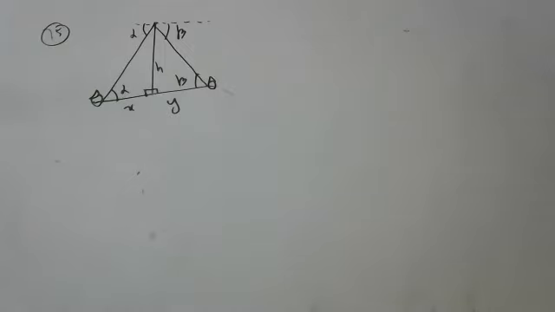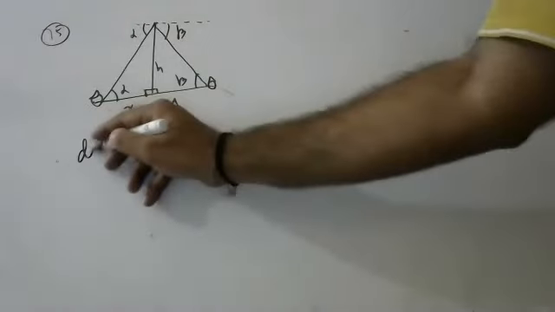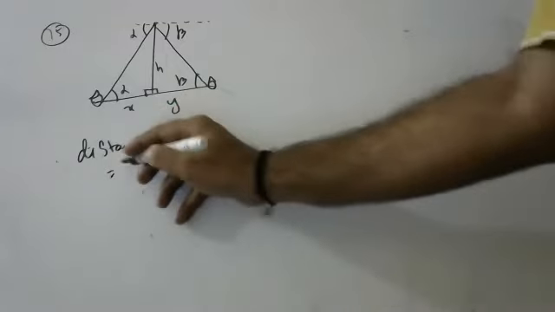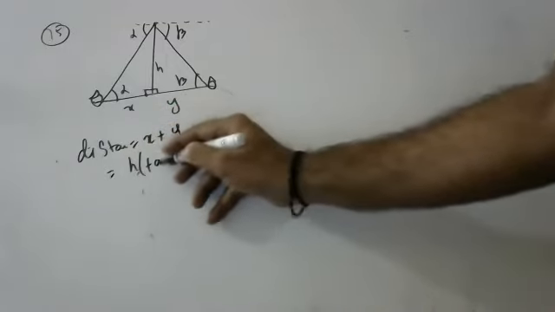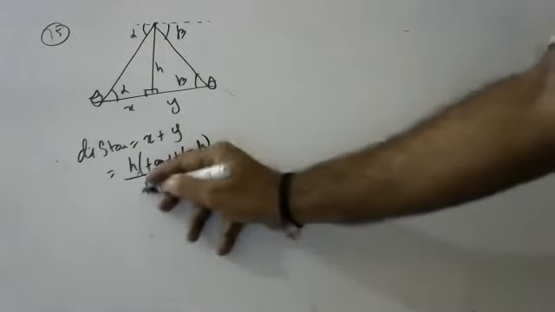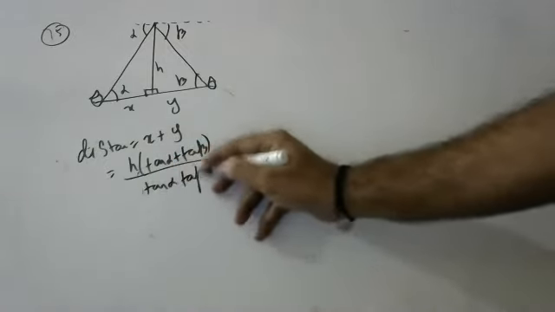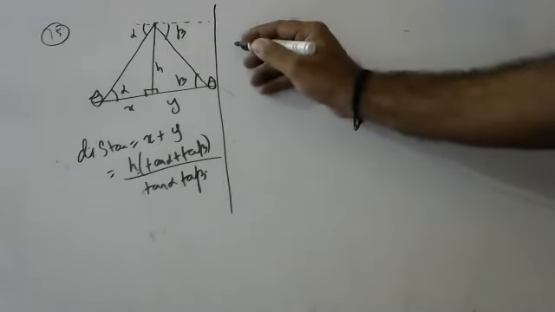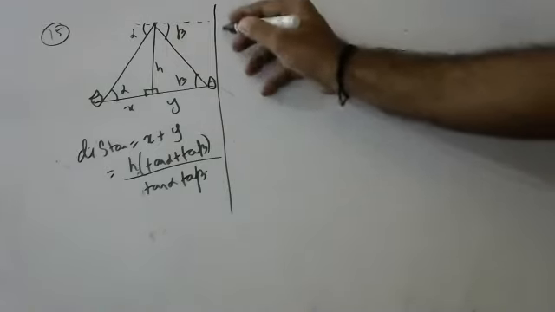And the line joining the ships passes through the foot of the lighthouse. Show that the distance between the ships is h (tan alpha + tan beta) by tan alpha tan beta. What is the distance between the ships? X plus Y. He's asking us to prove it. Anyone want to say this sum?